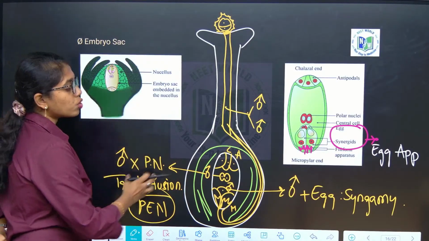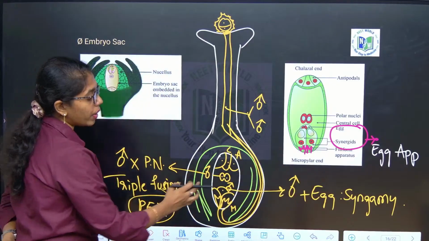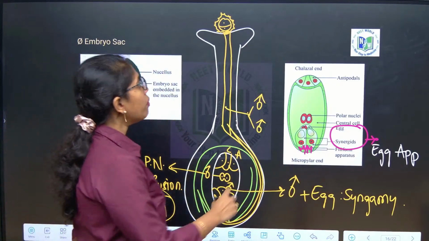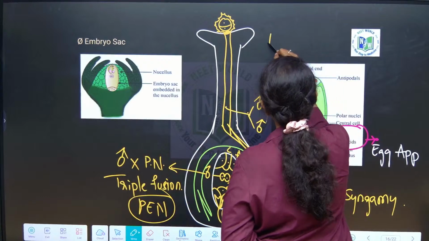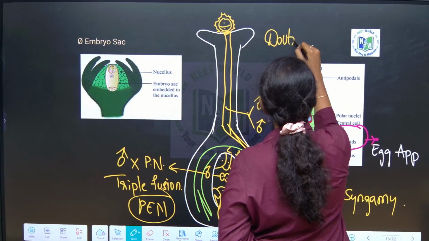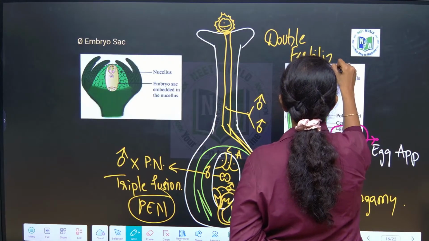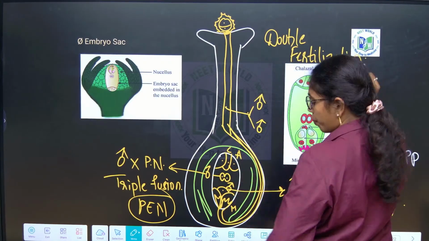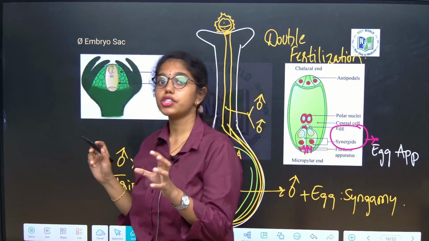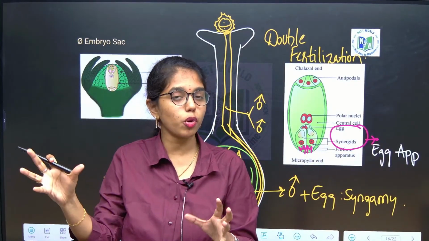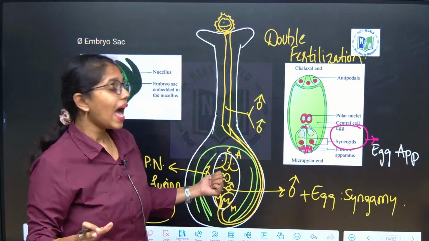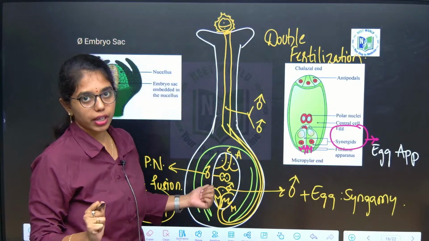And as 2 fusions happen, 2 fertilizations are happening, you will call this fertilization as double fertilization in angiosperms. This is what? Double fertilization. So, I hope all the pre-fertilization events are clear to you: microsporogenesis, megasporogenesis and the gist of double fertilization.